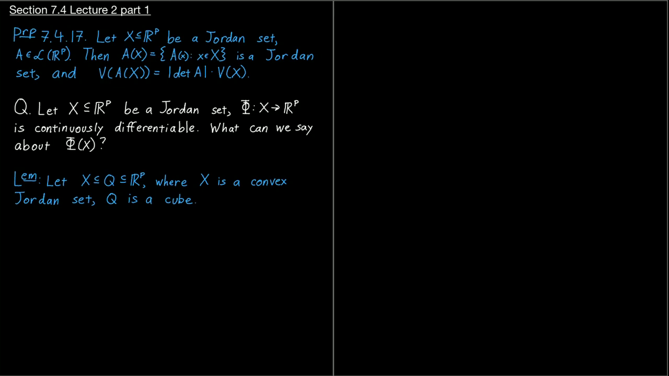By convex, I mean that if you have two points X and Y that are both in X, then the entire line segment in between X and Y is also in X. This line segment, you can write it algebraically as the set of all points X plus some positive fraction, less than 1, of the vector from X to Y.